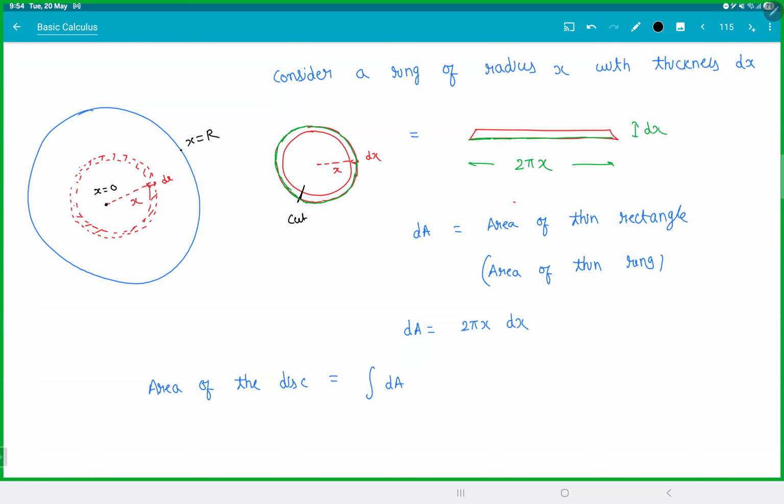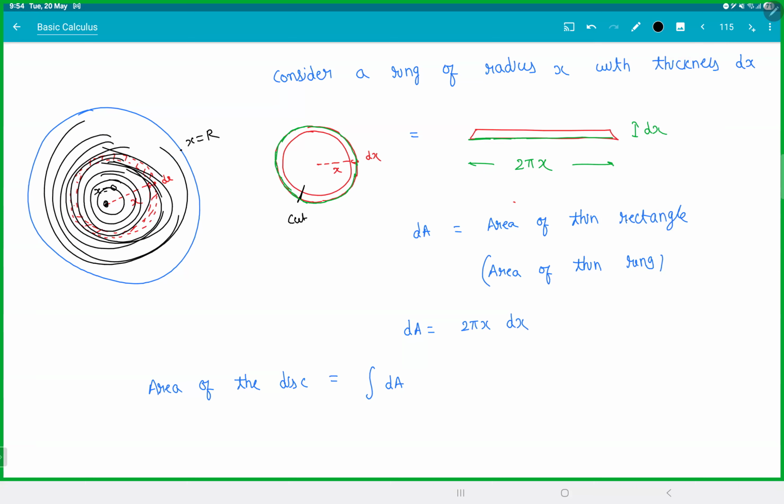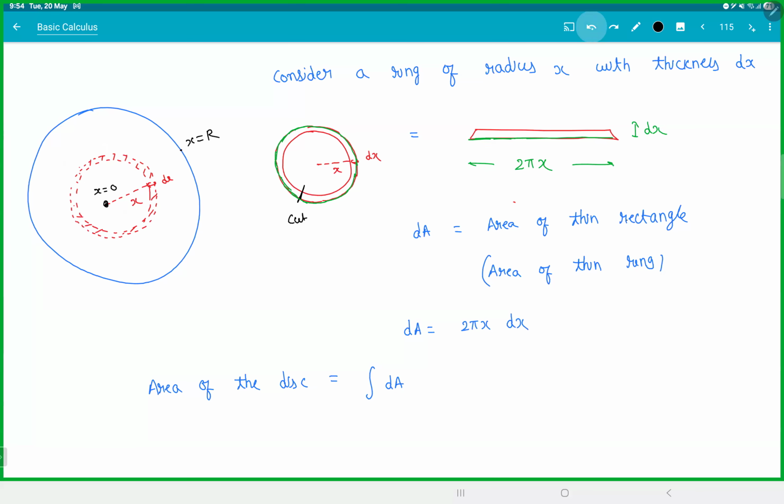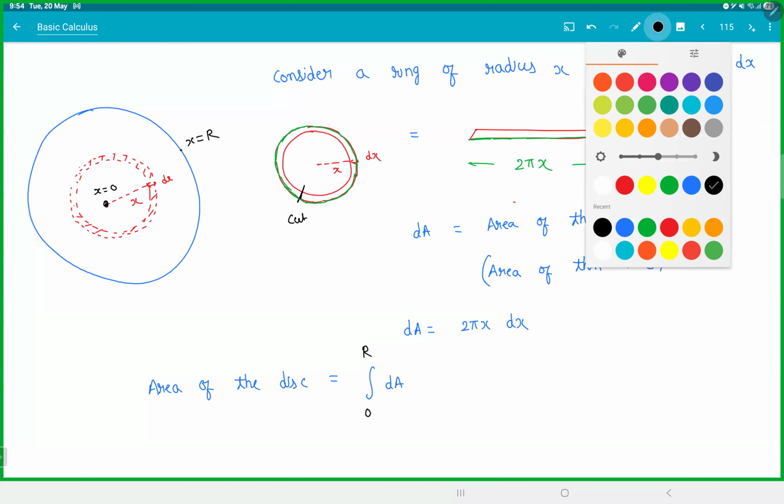So when you take x is equal to 0, you're taking a small ring at the center. x is equal to r by 3, this is the ring. r by 4, 2r by 3, r by 2, 3r by 4, all these are rings. So by changing different values of x, I'm getting different rings. So all the rings are going from 0 to r. That is the meaning of limits. Your rings are going from where to where.